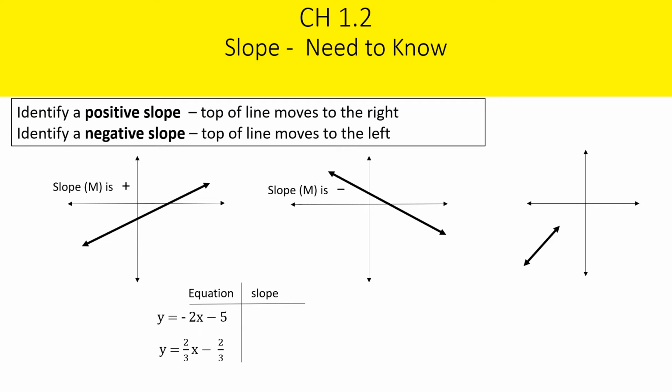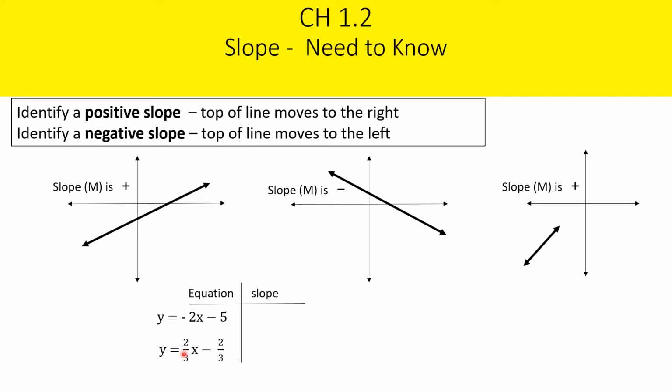And taking a look at the third example, in this area here, we may think that this slope is going to be negative, but remember, it's not where you are, it's the movement. The top of this line is going to move all the way up to the right, all the way through this area here. And that means it's going to be positive slope because it moves to the right.